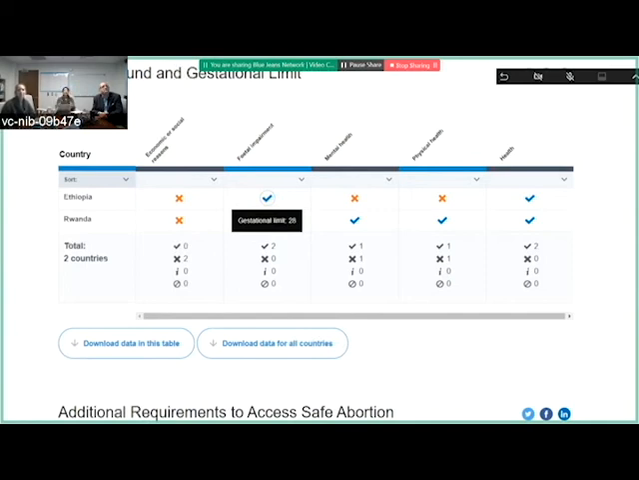And what I'm looking at here is just the one section for legal ground of gestational limit. And I can compare and contrast that. So here for fetal impairment, I see Ethiopia. I put my mouse over it and it said the gestational limit is 28. When I put my mouse over Rwanda, it was not indicated.